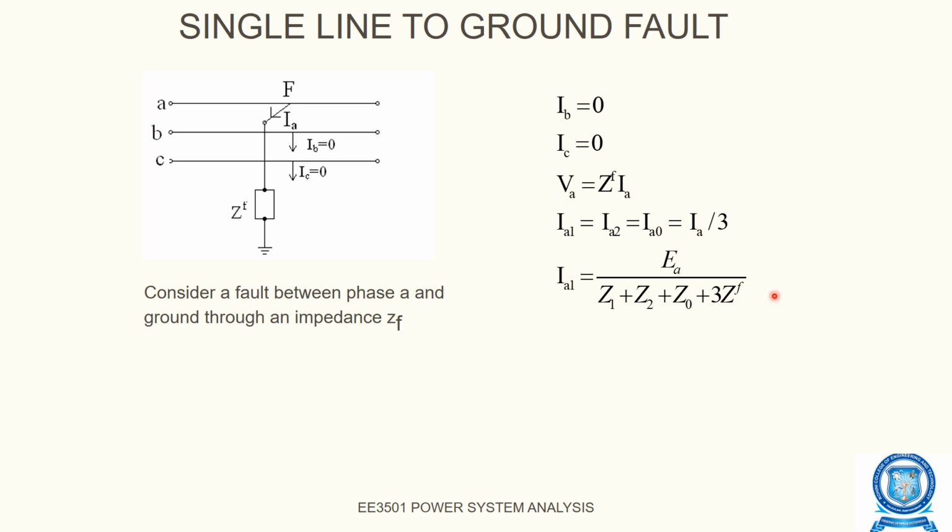Here the fault current is nothing but IA, but we know the value of IA1. What is the relation between IA1 and IA? IA1 is equal to IA by 3. Therefore, IA is equal to 3 times IA1. Therefore, the fault current IF is equal to IA, which is equal to 3 times EA divided by Z1 plus Z2 plus Z0 plus 3 ZF. This is the fault current when a single line to ground fault occurs. Here we have chosen phase A to be faulted, but it is not compulsory that phase A must be faulted. Depending upon the situation, you need to choose which phase.